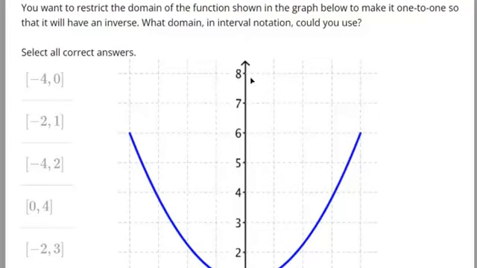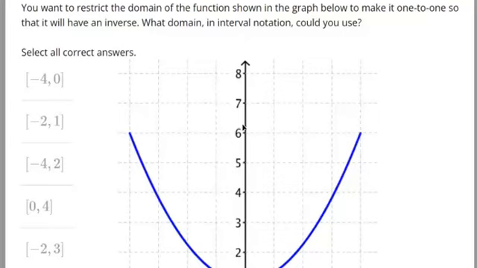We're supposed to choose a domain to make this function 1-to-1. Because if it's 1-to-1, then it has an inverse, right? And so first, a function's 1-to-1 if one input only has one output. That makes it a function. And if every output only corresponds to one input.